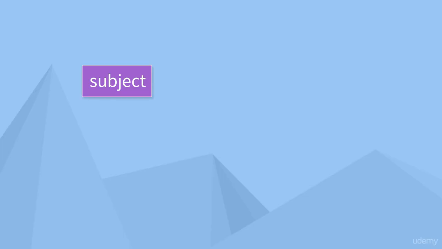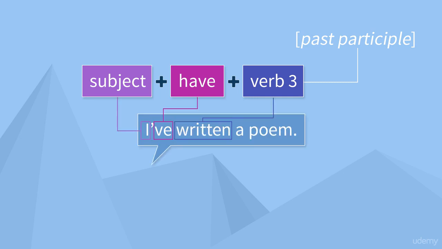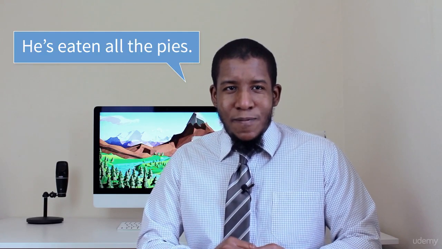The structure for present perfect statements is subject, have, verb 3. Now here, we're introducing another verb form, which is verb 3, or more accurately, the past participle form of the verb. For example, I've written a poem. If the subject is third person singular, then we use has instead of have. For example, he's eaten all the pies.